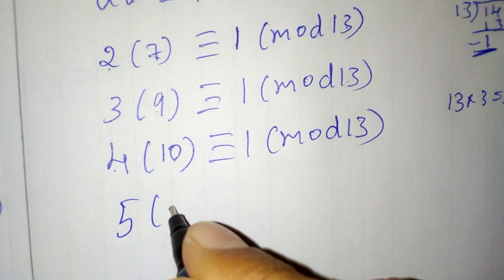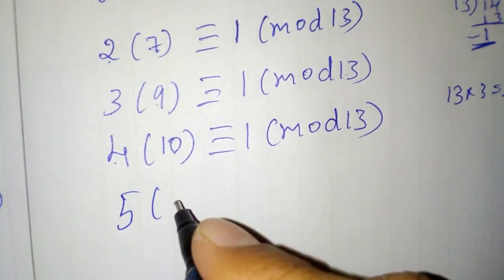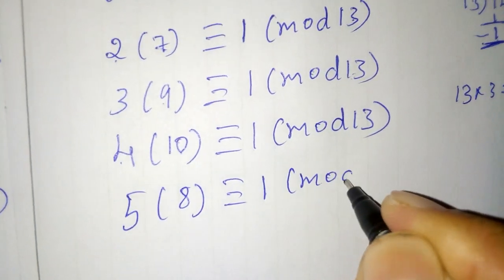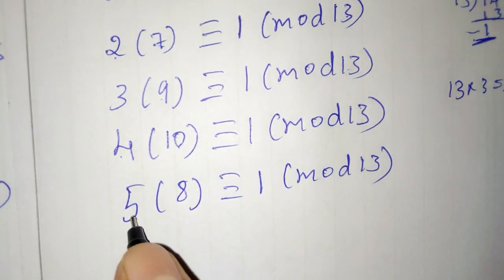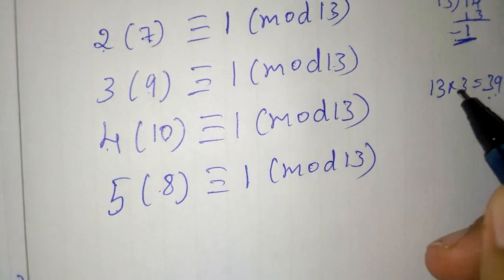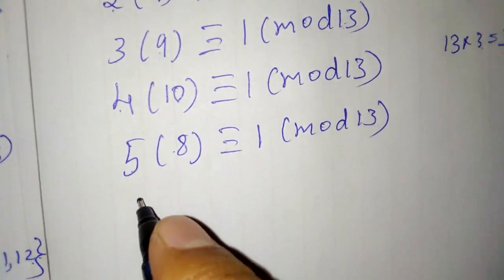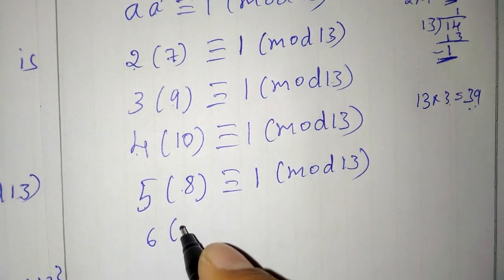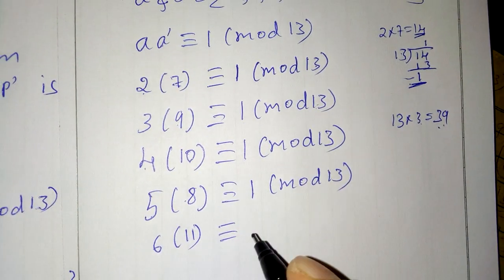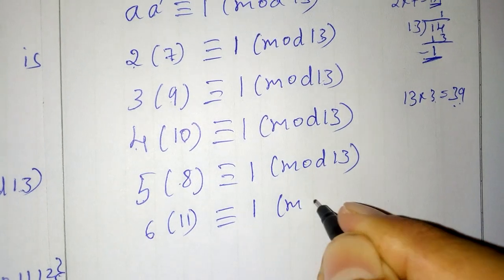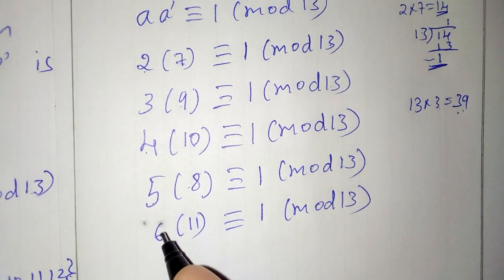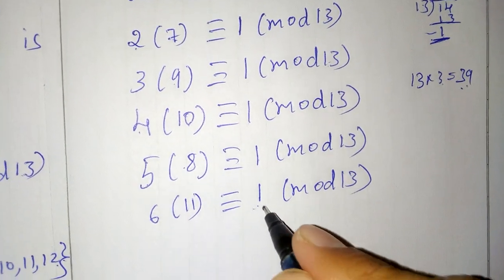If we consider 5 into 8, then also we get remainder 1 when divided by 13, because 5 into 8 is 40. If 40 is divided by 13, we get remainder 1, because 13 into 3 is 39. If we consider 6, here we can put 11, which is in between these numbers. Then also we get remainder 1 when divided by 13, because 6 into 11 is 66, and 13 into 5 is 65. 66 minus 65 is 1, so the remainder is 1.